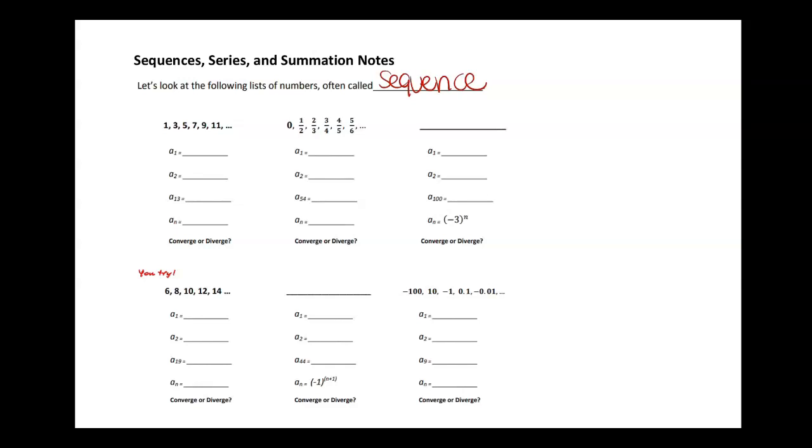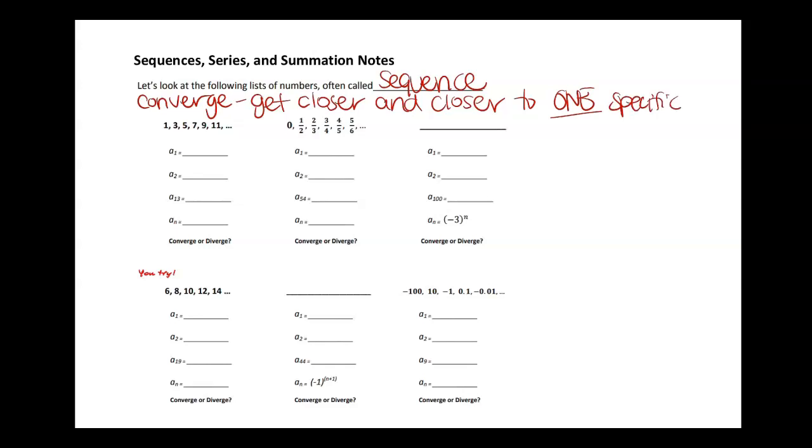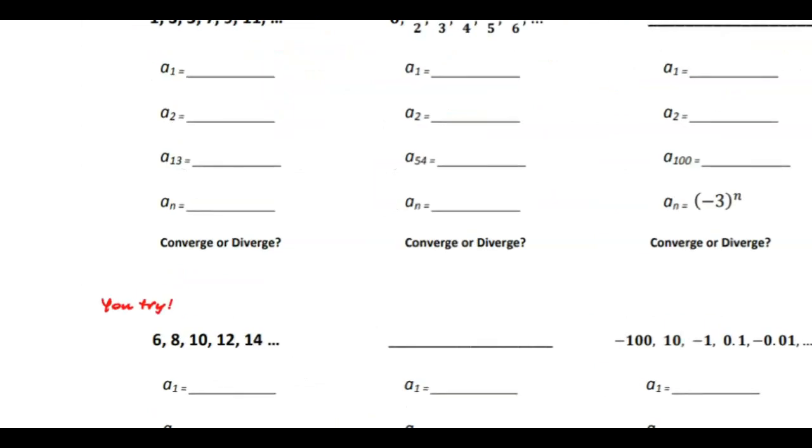So let's go ahead and define converge up here. When you're converging, you are getting closer and closer to not just a, but one specific number or value. So that's when you're getting closer and closer to one specific value. For some of the questions that we see today, we're going to get close to one specific value. Okay, let's look at the first question.